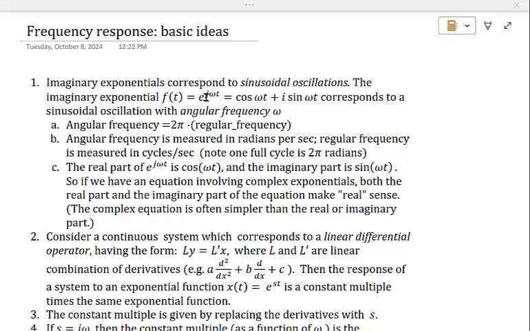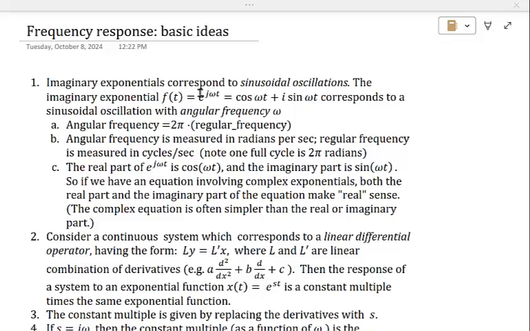Now, engineers use j instead of i for the square root of -1. And you're considering this imaginary exponential as a function of time. This omega is the Greek letter omega. It's commonly used for angular frequency. I'll explain angular frequency in a minute.